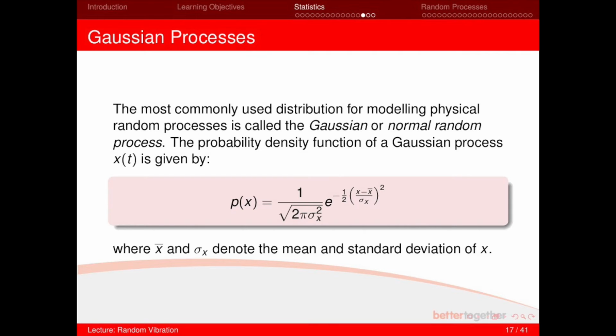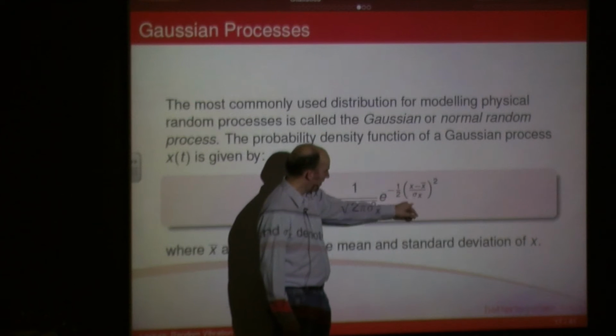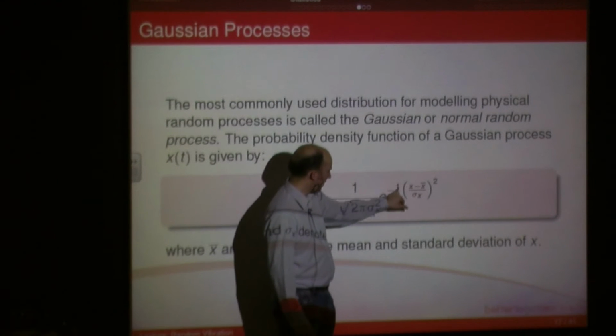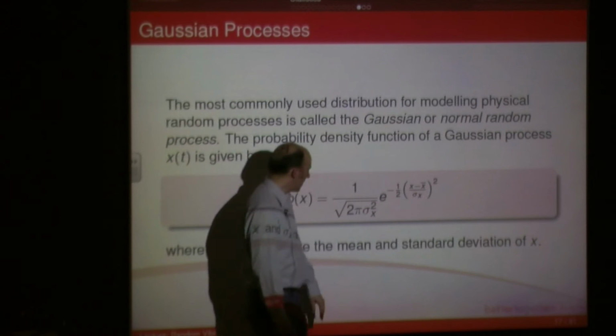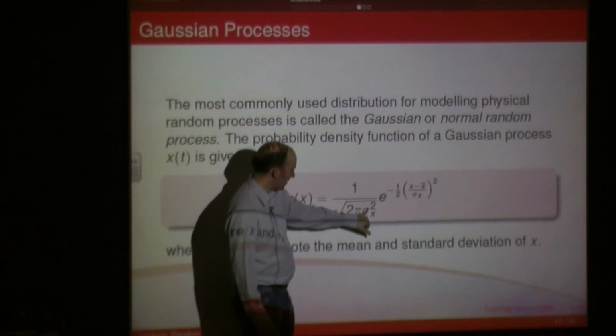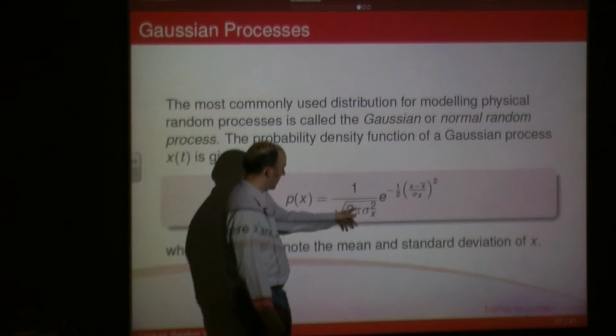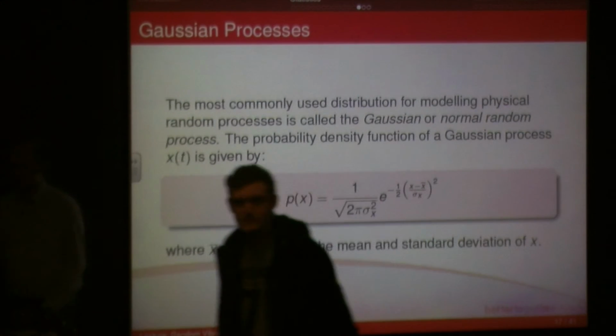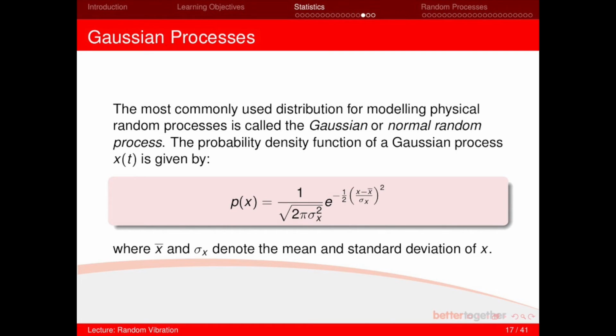It becomes a lot simpler if your mean is 0 and your standard deviation is 1. This suddenly becomes x divided by 1, so this just becomes 1/2 x squared. And down here, 2 pi times 1 squared is obviously 1. So you just end up getting a much simpler equation. But that's accommodating all means and all standard deviations.